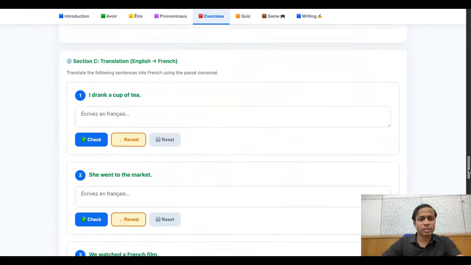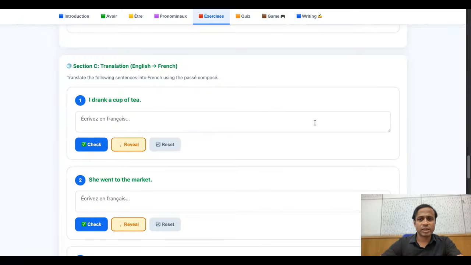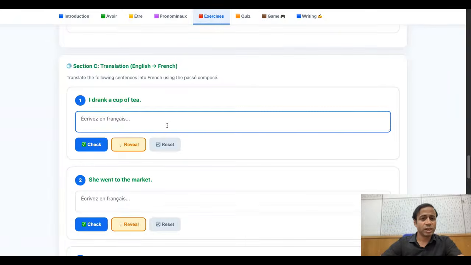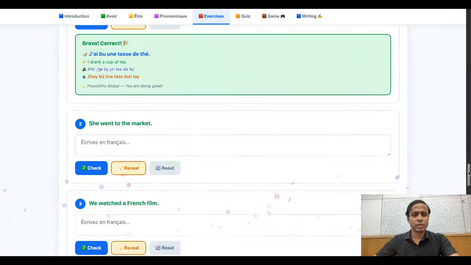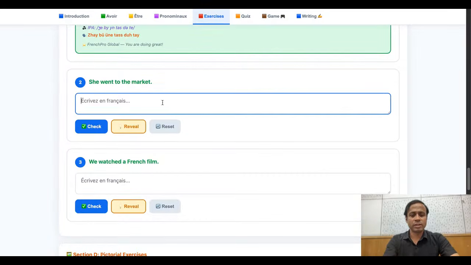Now you translate it. I drank a cup of tea. Your answer, please. J'ai vu a cup of tea, not a tea, a cup of tea. So this should be J'ai bu une tasse de thé. Une tasse de thé means a cup of tea. J'ai bu une tasse de thé, a cup of tea. Yeah, this is fine. Now, she went to market. What will it be?